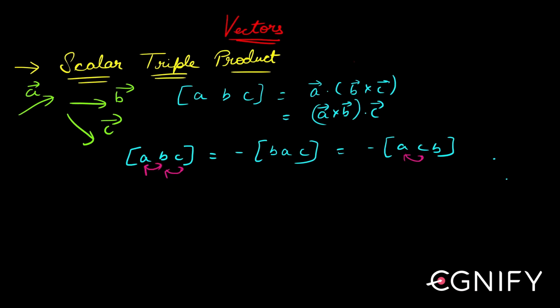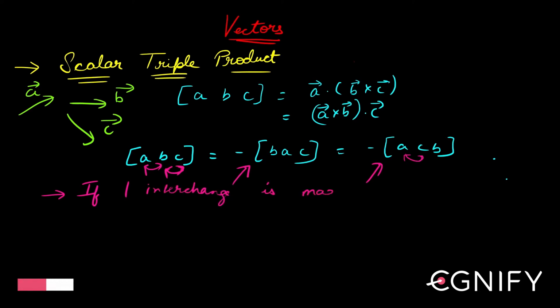So when I made the interchange in the first two, then I got this. When I made the interchange in the last two, then I got this. The rule that I would like to write here is: if one interchange is made, then negative sign is to be taken.